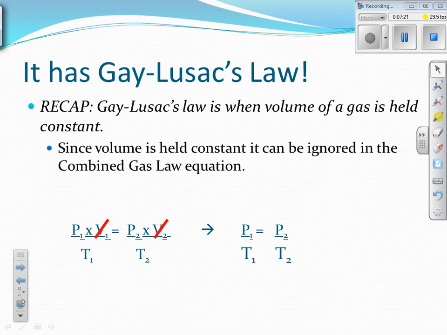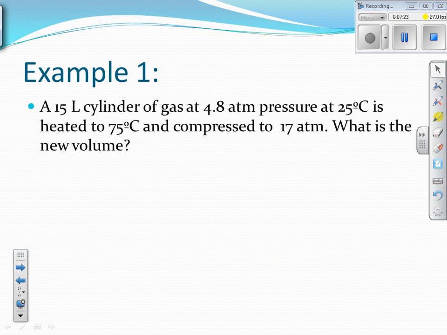So let's look at a problem. A 15-liter cylinder of gas at 4.8 atmospheres pressure and 25 degrees Celsius is heated to 75 degrees Celsius and compressed to 17 atmospheres. What is the new volume? So many numbers. We want to make sure we're keeping track of all of our variables, and that our temperatures are in Kelvin.